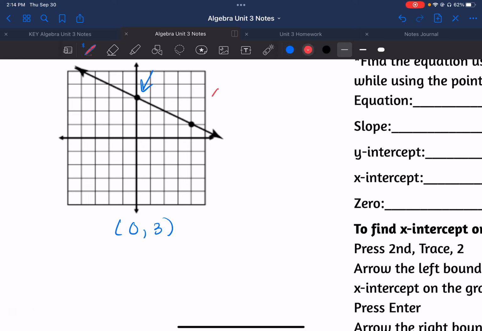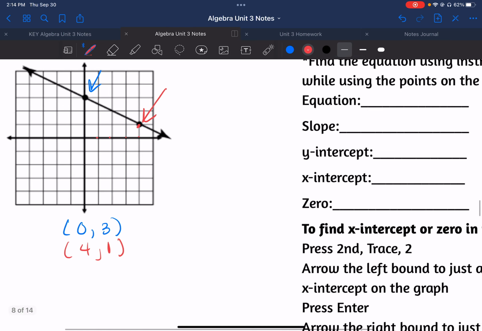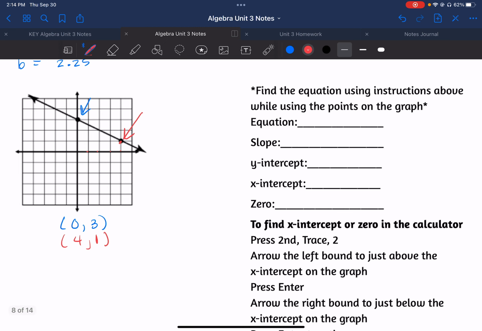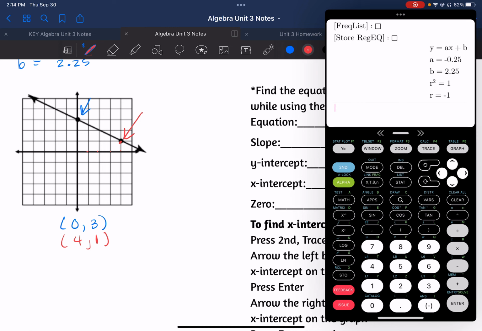Now we need to do this point here, which is, see, 1, 2, 3, 4. So my x value is 4, going up 1. So 4, 1. Okay, let's take these 2 points and we're going to find their equation. So step 1 is find their equation. All right, so bring up my calculator again.